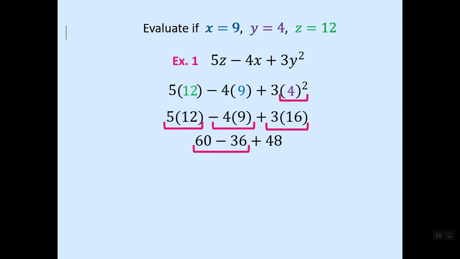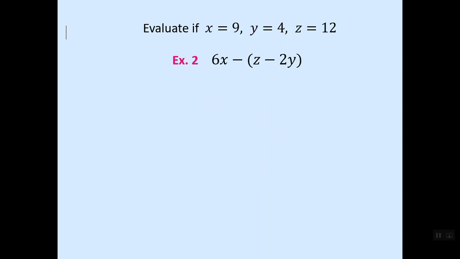Now we do the first adding and subtracting that's on the left. 60 minus 36 is 24, plus 48. 24 plus 48 is 72. So I have evaluated the expression, meaning I took that expression and I came up with a value that it's equal to. All right, let's try number 2.